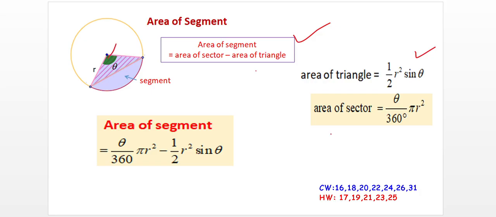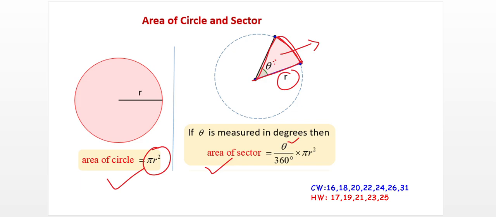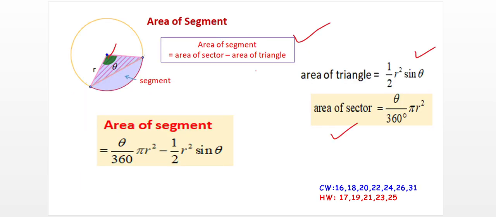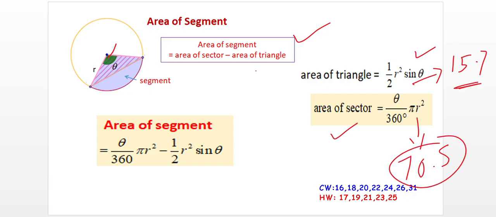Okay, then we find the area of the sector using the same formula that I just explained here. And then we subtract both these answers. For example, let's say the answer for this one is 70.5, and let's say the answer for this part is 15.7. So what will you do? You will subtract 15.7 from this answer to get the area of the segment.